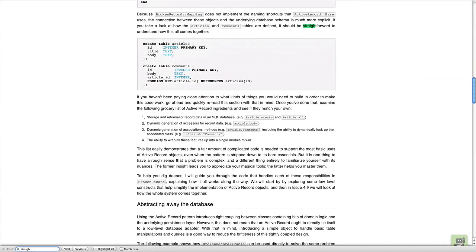If you haven't been paying close attention to what kinds of things you would need to build in order to make this code work, go ahead and quickly reread this section with that in mind. Once you've done that, examine the following lists of active ingredients to see if they match up.